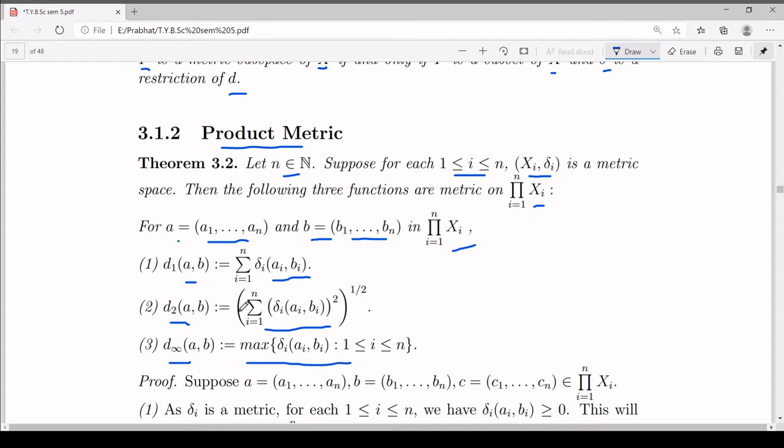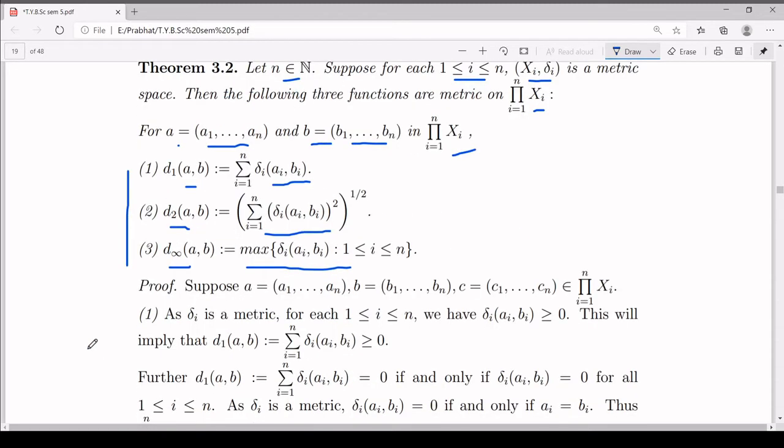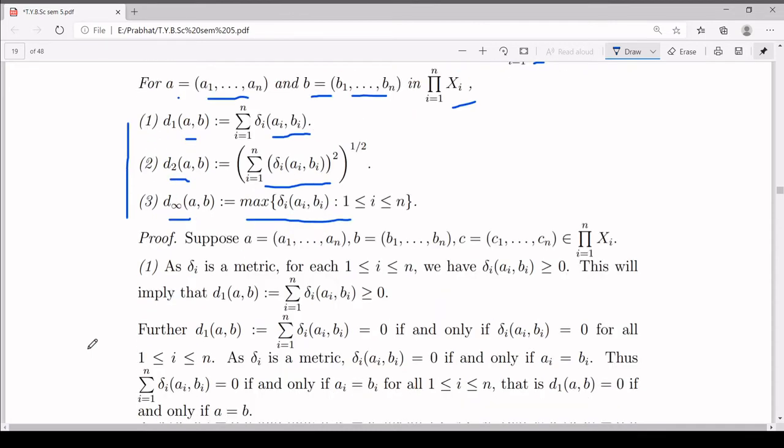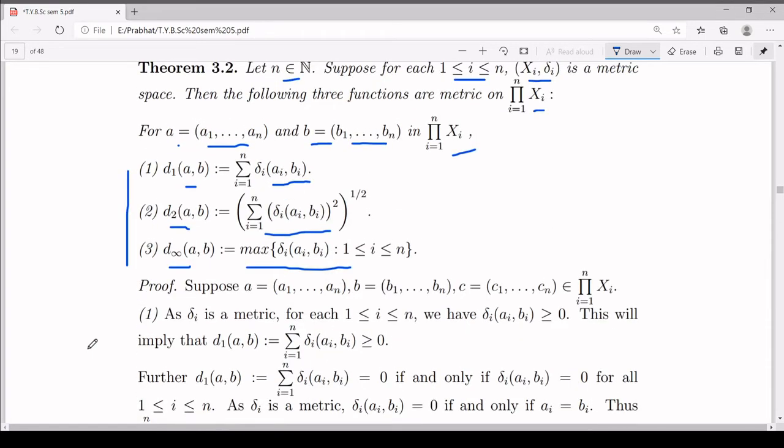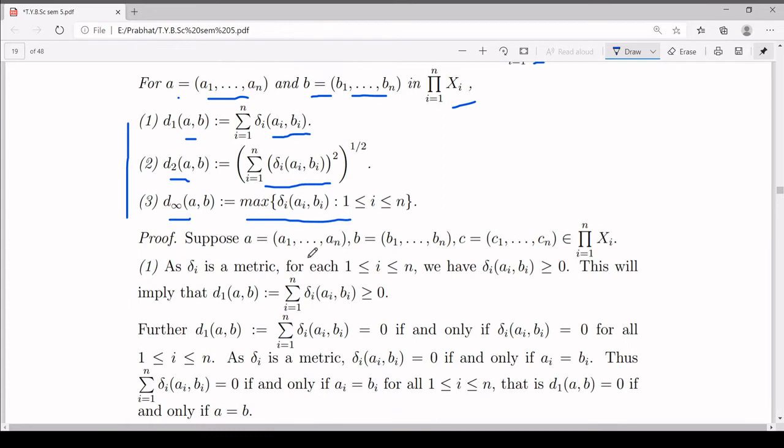So the claim of this theorem is that all these three functions define a metric on the product space, the product of Xi. So we will prove it one by one. First we will prove that d1 is a metric. So you take a, b, c. a is the n-tuple a1, a2, an, b is the n-tuple b1, b2, bn, and c is the n-tuple c1, c2, cn, members of the product of Xi.